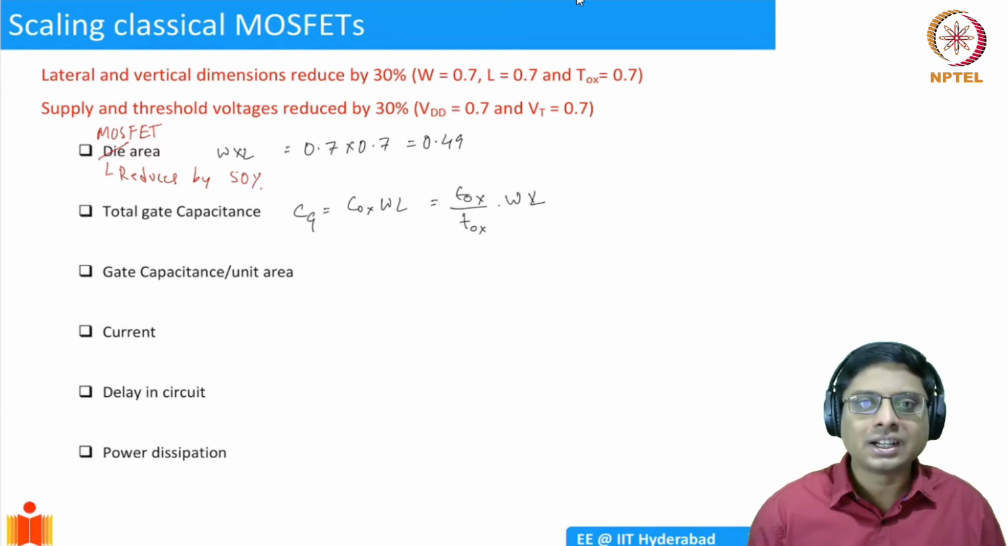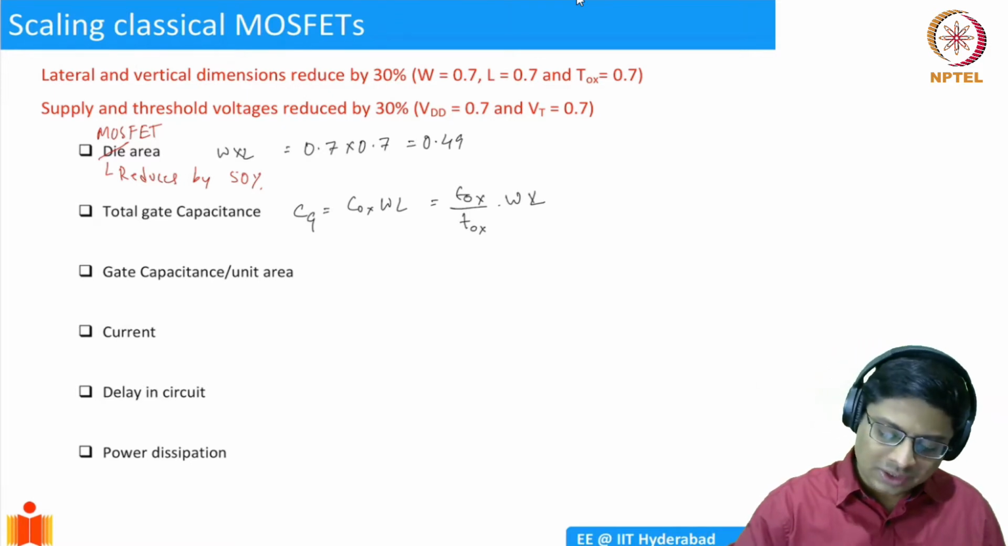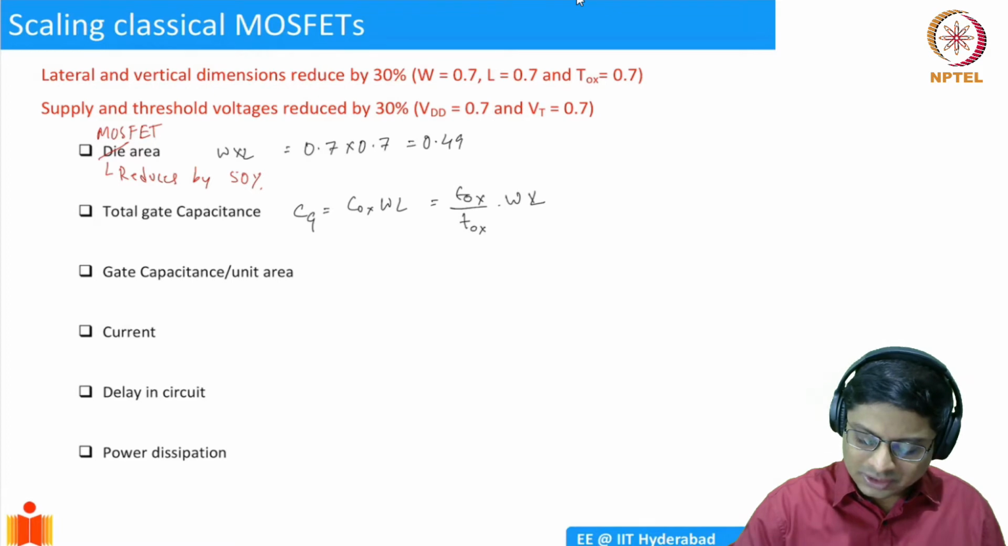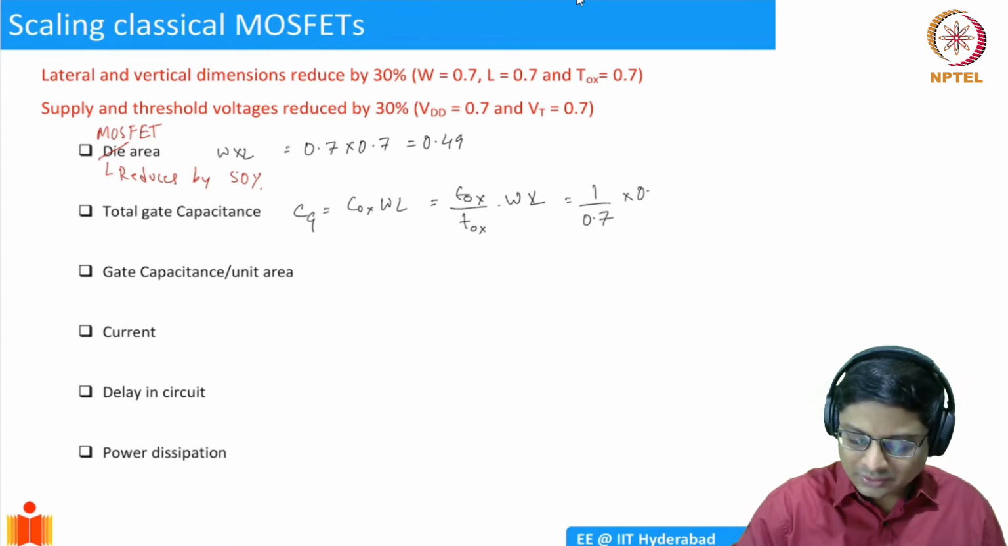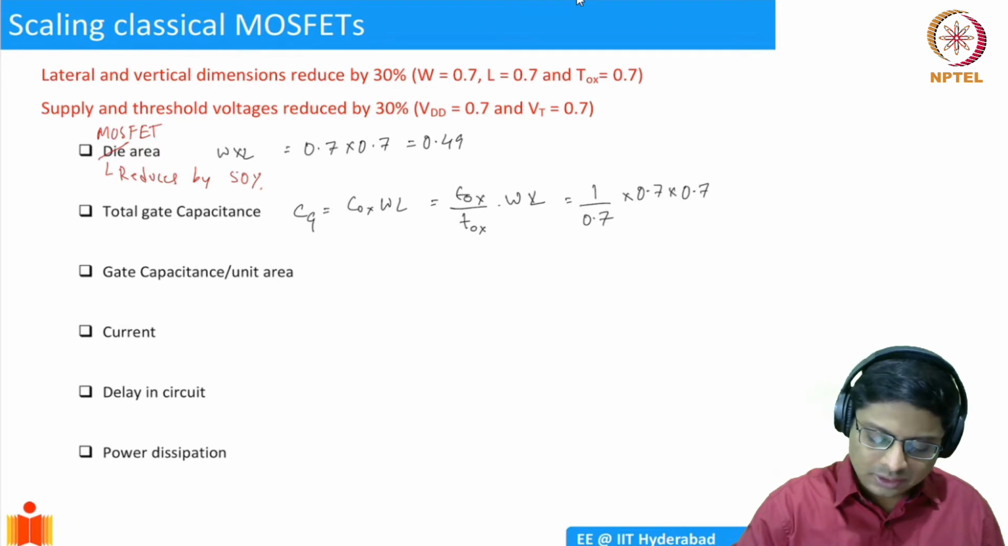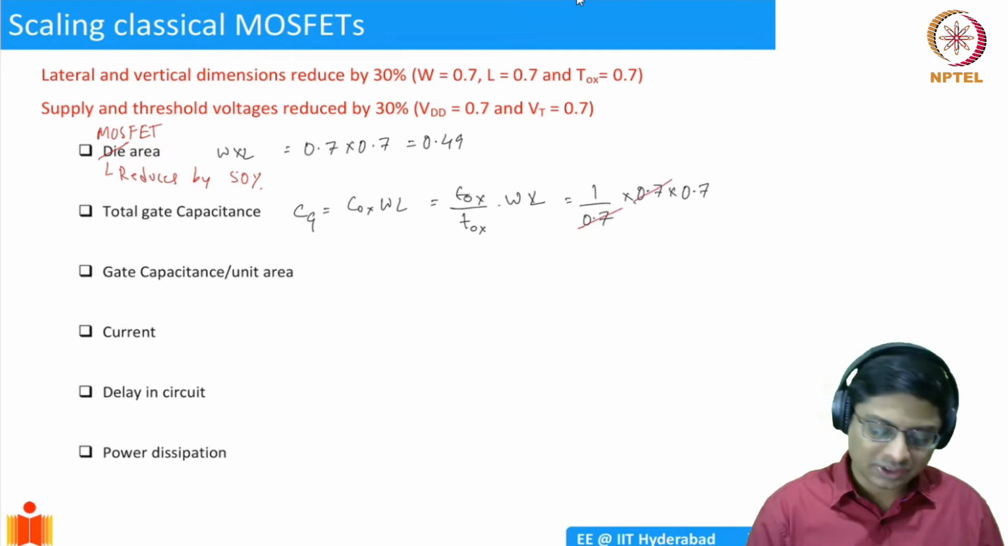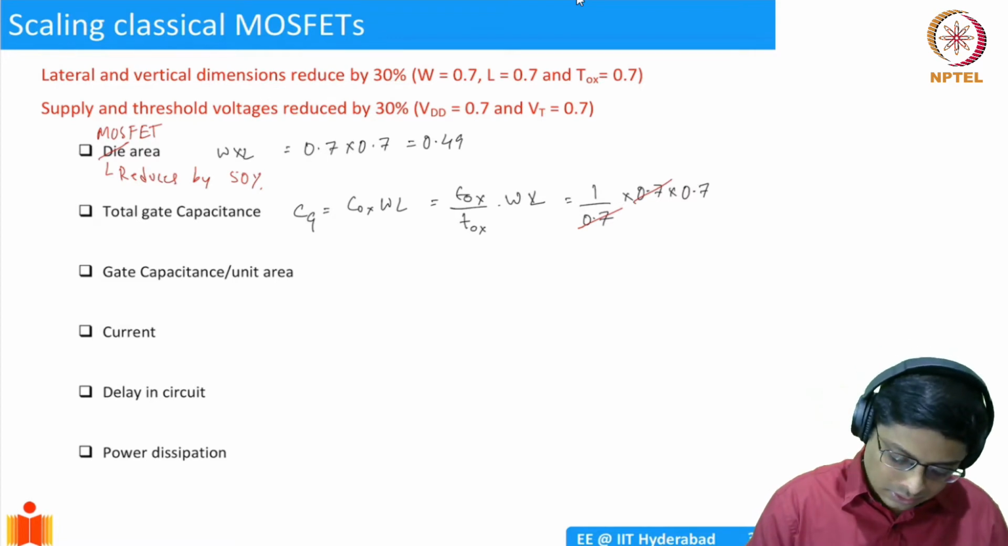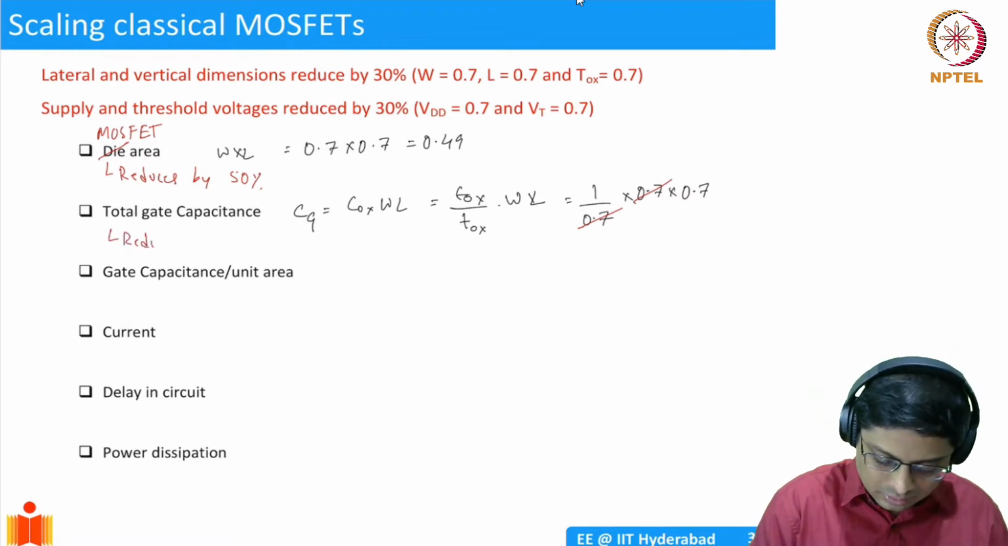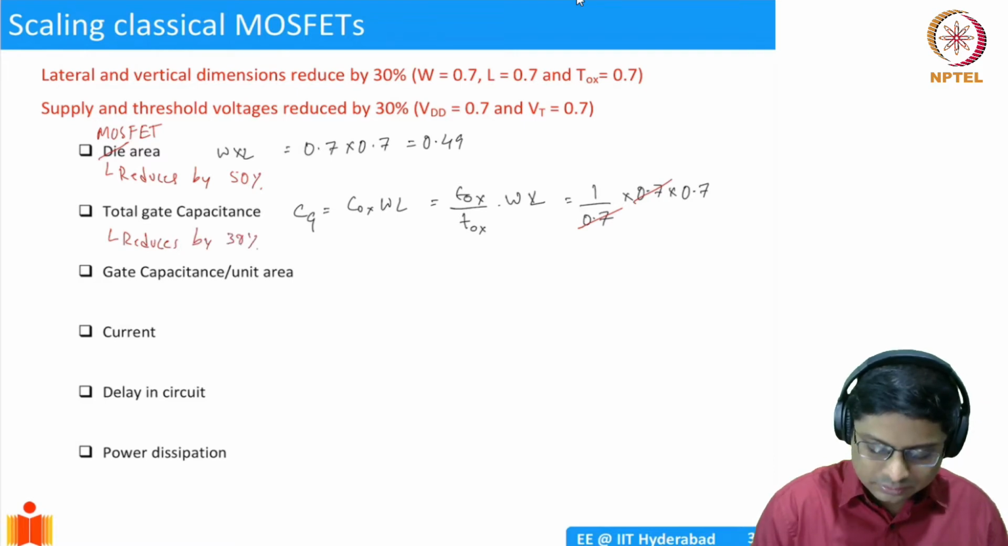So if I scale it, epsilon is a material parameter, it does not change. So I'll still retain that, but thickness has scaled. So I'll say divided by 0.7 into 0.7 into 0.7. So what I end up getting is 0.7 times reduction in the gate capacitance. So this reduces by 30%.